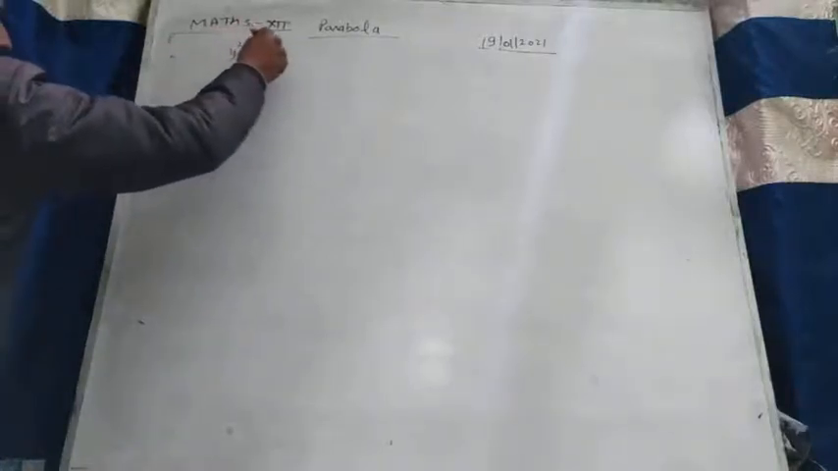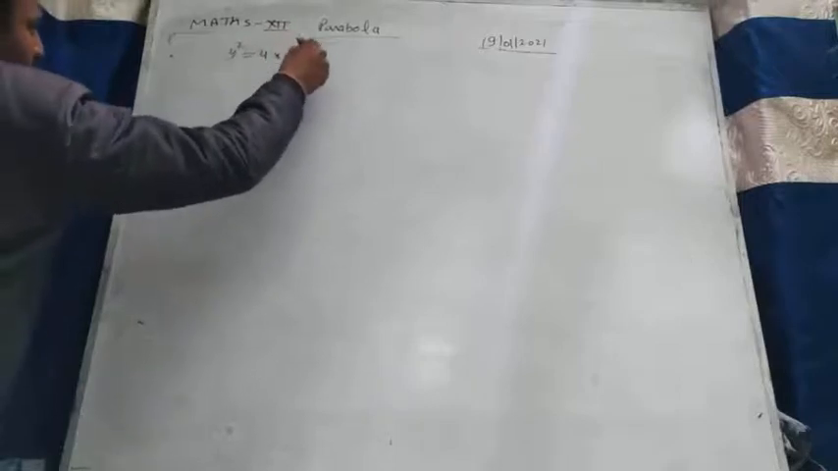Okay, student. Let's see. Our first question is y square is equal to 4x plus 4y. We have to find the vertex, focus and directrix, latus rectum of this parabola. y square is equal to 4x plus 4y. Okay, student.